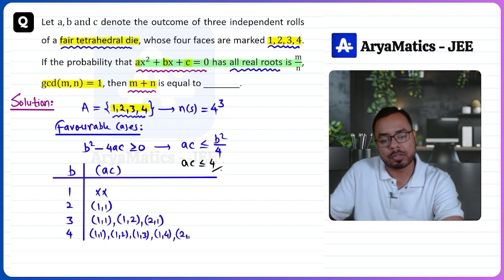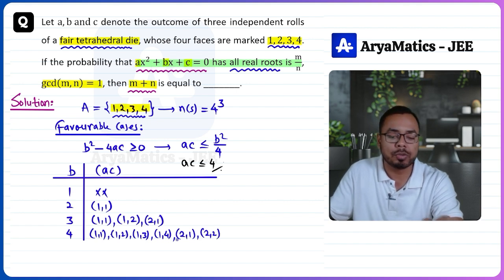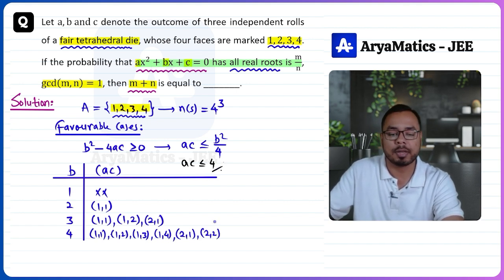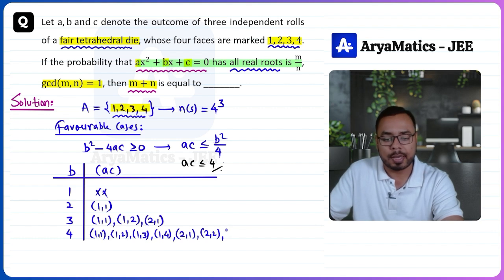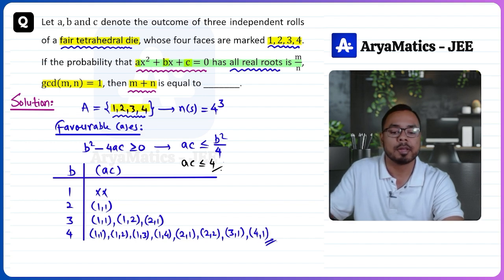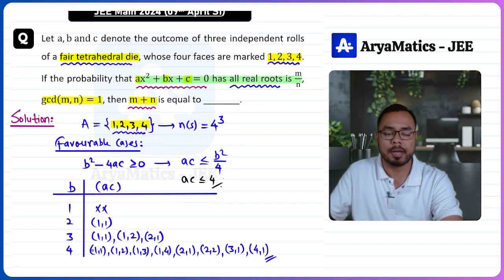Similarly, if I take A as 2, then we have 2, 1 and 2, 2. We cannot make 2, 3 because in that case we cannot satisfy this condition. If I take A as 3, then we have 3, 1. We cannot take 3, 2. And finally, we can have 4, 1. So these are the different possibilities for AC if B is 4.